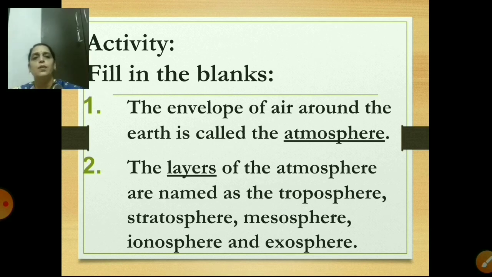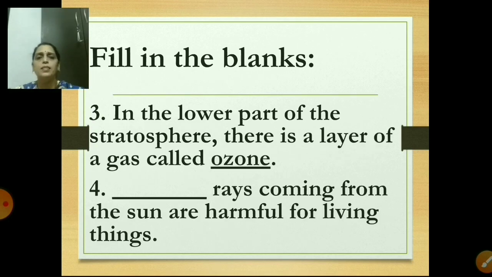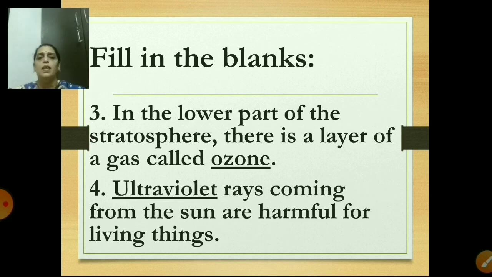Very good. Now the next, third, in the lower part of the stratosphere, there is a layer of a gas called, yes, ozone. Very good. Next, dash rays coming from the sun are harmful for living things. Yes, the answer is ultraviolet rays. Very good.